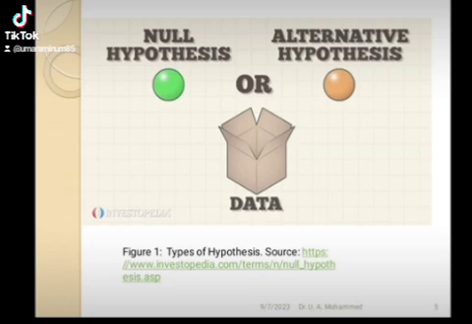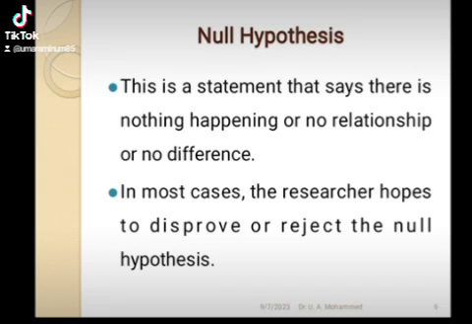Basically, you are either accepting the null hypothesis and rejecting the alternative hypothesis, or rejecting the null hypothesis and accepting the alternative hypothesis. Now, null hypothesis is a statement that says there is nothing happening, or there is no relationship, or there is no difference, or there is no association. In other words, it is a negative statement. In most cases, the researcher hopes to disprove or reject the null hypothesis.